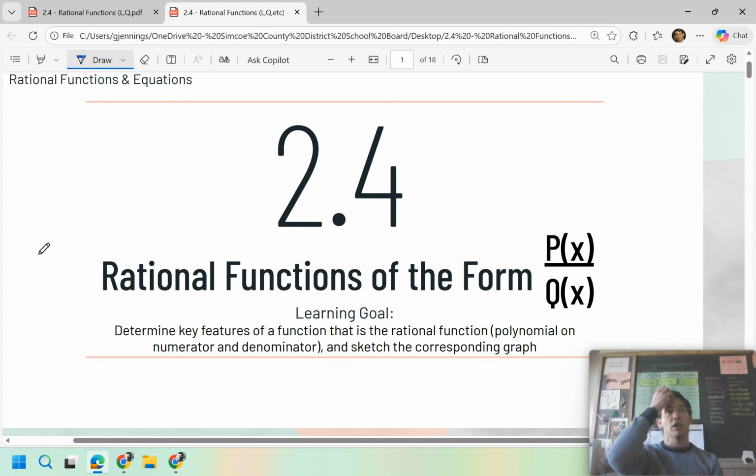You will generate a hole inside your function if you have a factor of q of x that's common to p of x. For example, let's just generate one. f of x is equal to x squared minus 4 divided by x squared plus 4x plus 4.